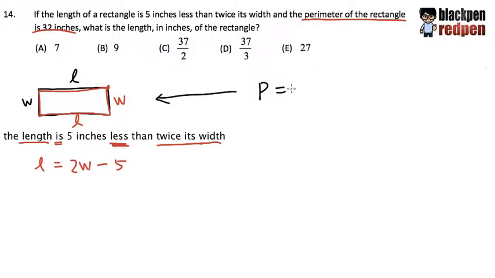Therefore, that's going to be 2L plus, and then I run down here, that's W, plus another W, that's 2W. This is also like a formula if you remember: the perimeter is equal to twice the length plus twice the width. And then we are going to put all the information that we have together.